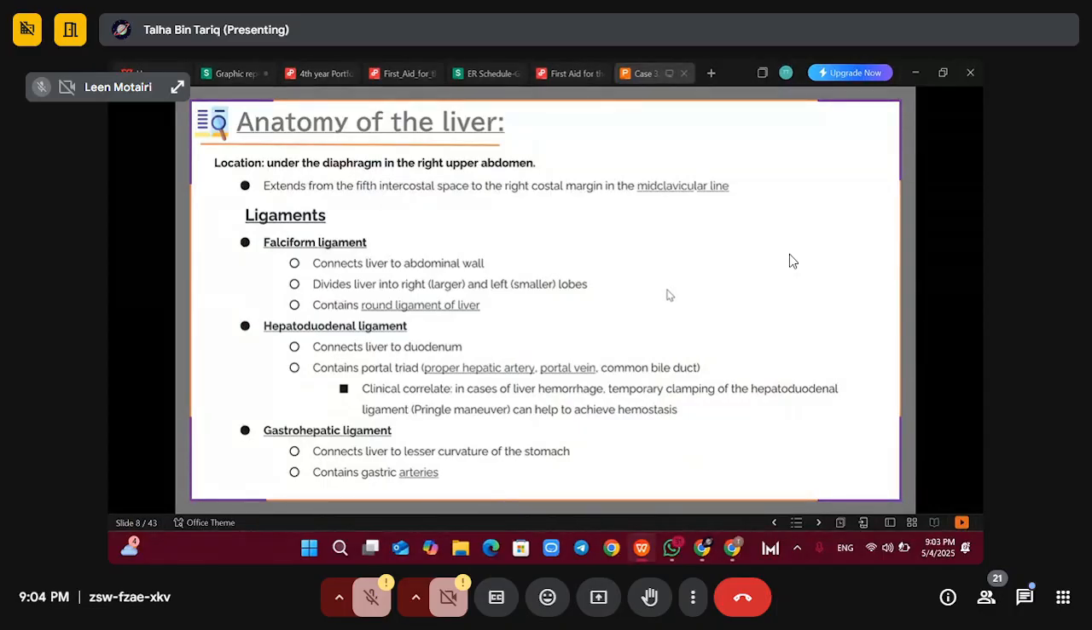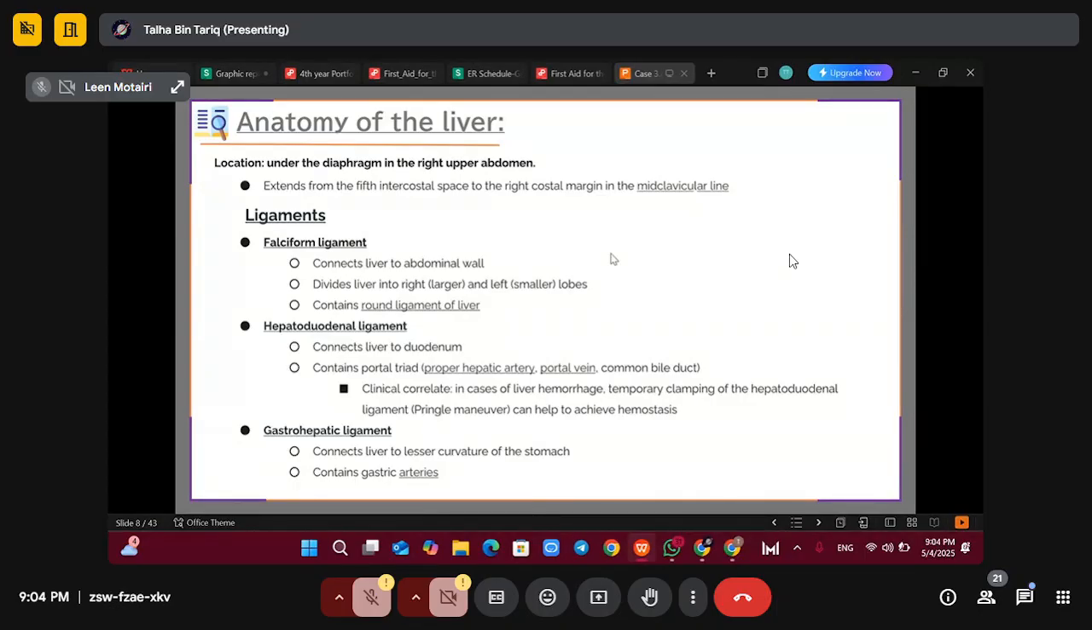Let's move on to the ligaments. Before talking about the ligaments, let's talk about the location of the liver. The liver is present towards the right side. It's under the diaphragm in the right upper abdomen, and it extends from the fifth intercostal space to the right costal margin in the midclavicular line. I hope we all know what the midclavicular line is. Once you start from the sternal notch, you start counting the intercostal spaces. So it extends from the fifth intercostal space to the right costal margin within the midclavicular line.